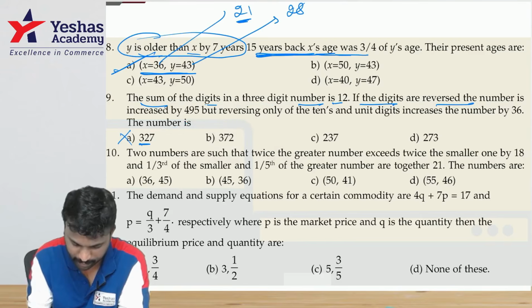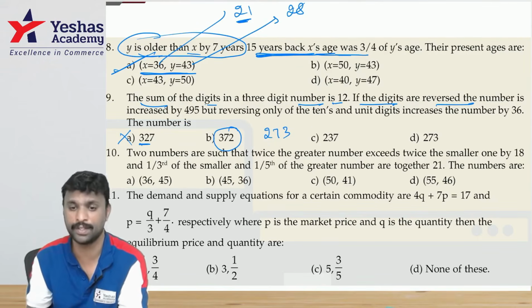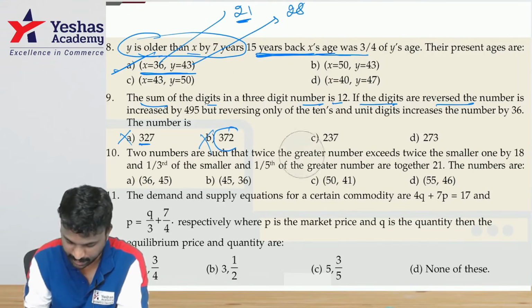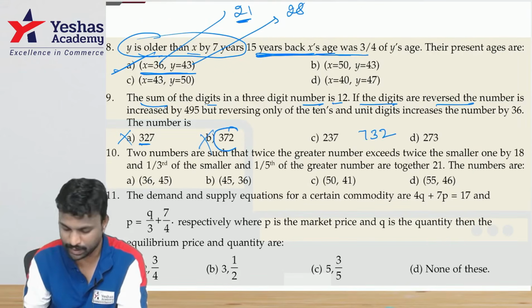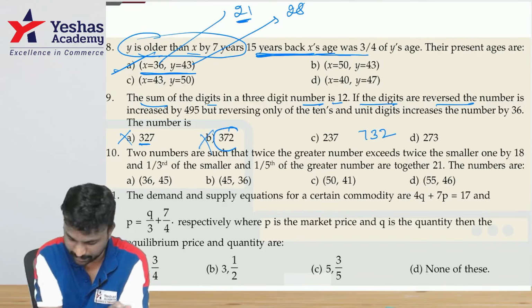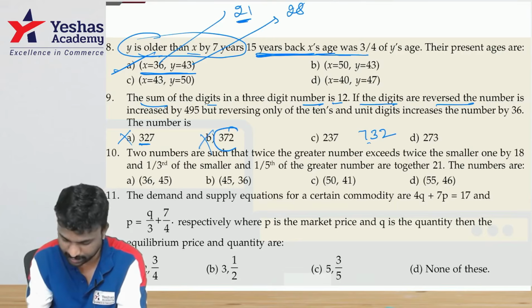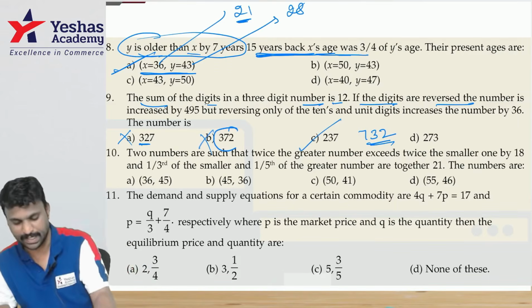Guys, how about option B? Now, if I reverse the digits, it becomes 273. Definitely, it's not increasing; it is decreasing. Correct? How about option C? If I reverse, it is 732. Yes or no? So 237 plus 495 should give you 732. Is it giving? Yes. Therefore, it is option C.